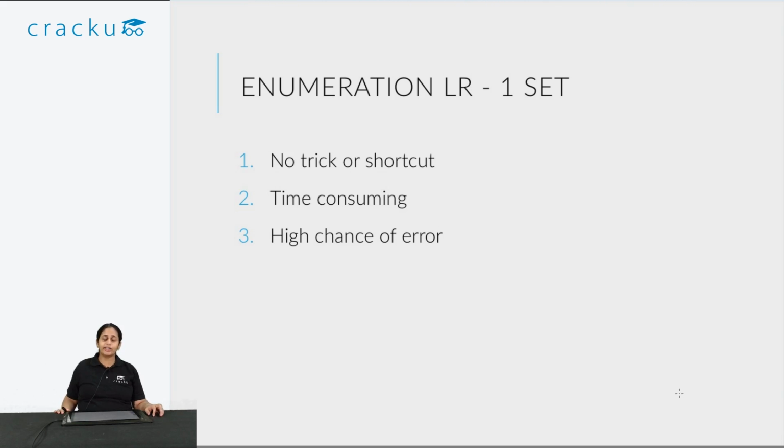If you get time, get to the enumeration puzzle because this is going to take 15 minutes mostly. So if it takes 15 minutes, then it's going to affect how many sets you're going to be able to solve in CAT. So generally, because it is time consuming and has a high chance of error, I generally leave these kind of puzzles when it actually comes in CAT.